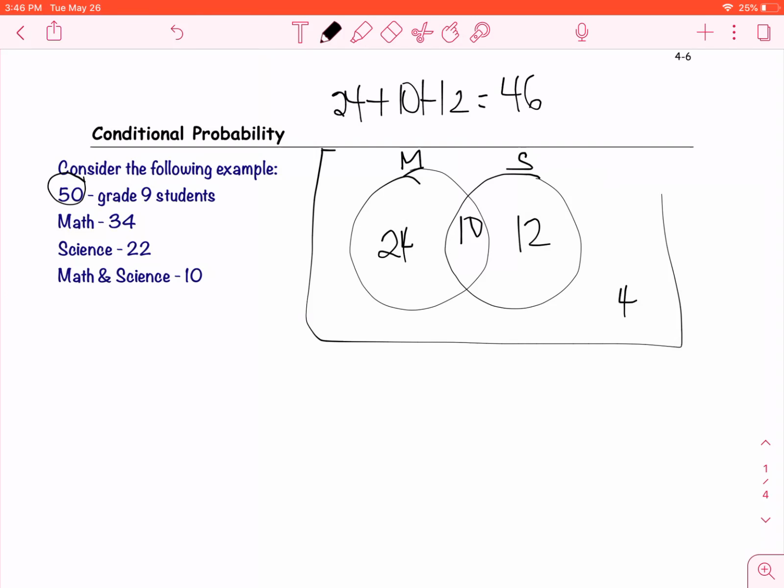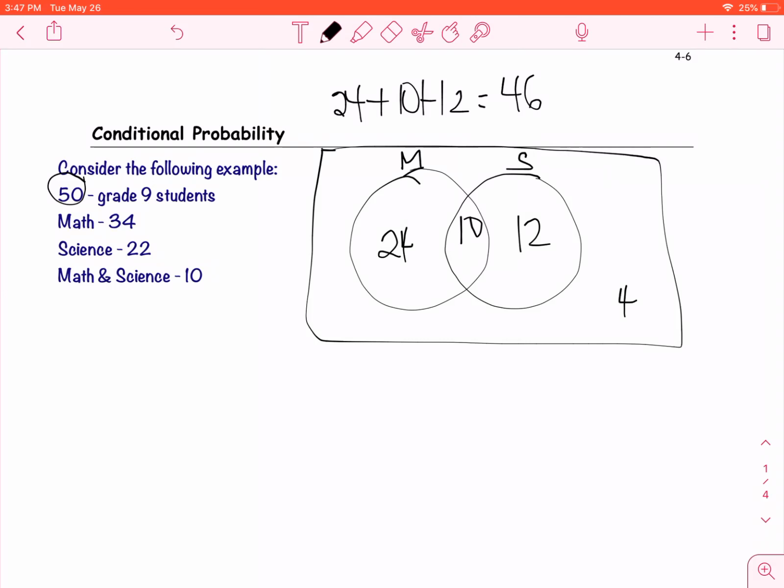science. There are 24 who just like math, 12 who just like science, 10 who like both in the overlap, and then 4 students who don't like either. So you can see they're still in the sample set, they're just not in the sets for the grouping of math and science, but they are still included because they are still in the rectangle.